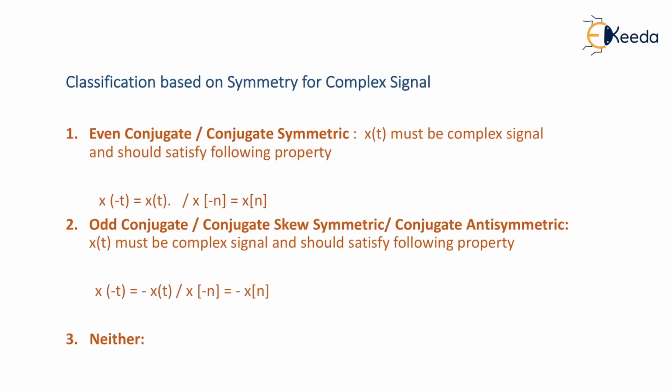Now let us start with classification based on symmetry. In the last video we saw classification based on symmetry, but that was valid only for real signals, where it gets classified into three categories: even signals, odd signals, and neither even nor odd signal. But when a signal becomes complex, how do you identify whether the signal is real or complex?